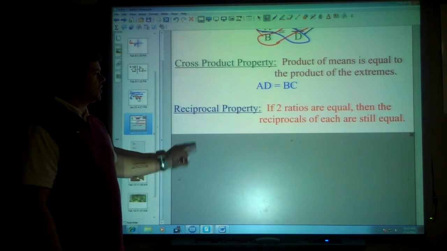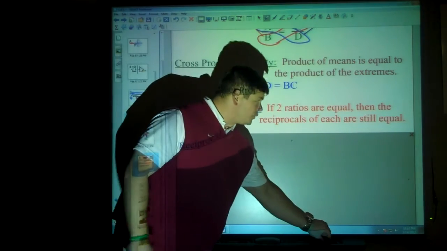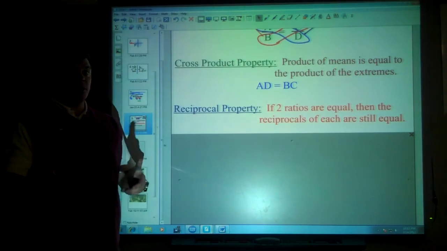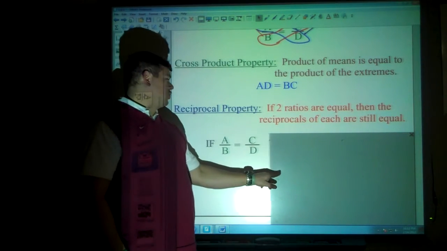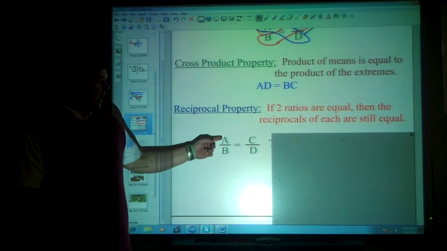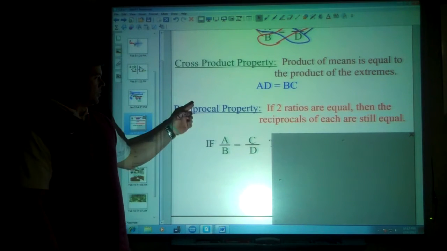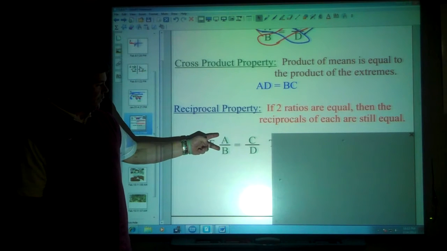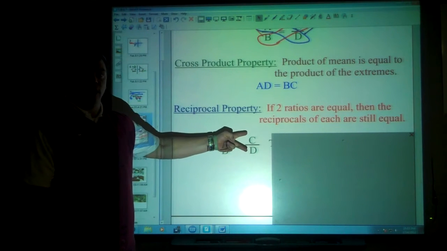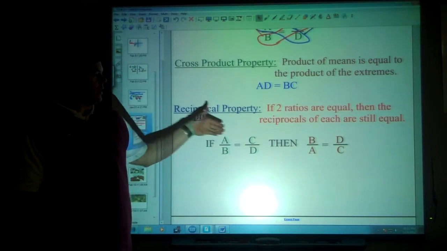The reciprocal property: if 2 ratios are equal, then the reciprocals of each are equal. So here we have a situation where we know for a fact that A over B is equal to C over D. I'm saying they're equal, so therefore they are. The reciprocal property states if you flip one fraction and you also flip the other fraction, they'll stay equal. And that's what we have.